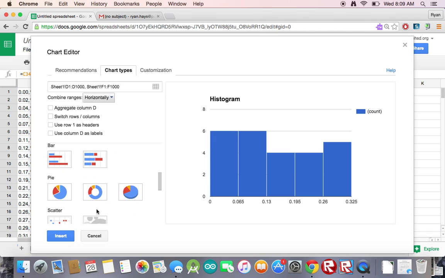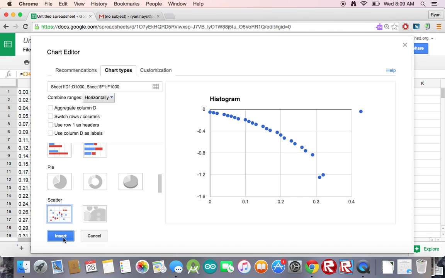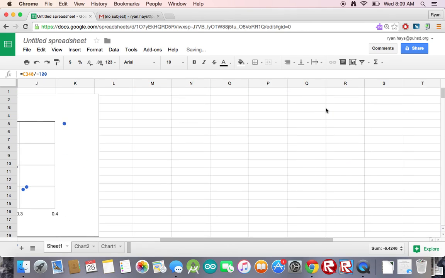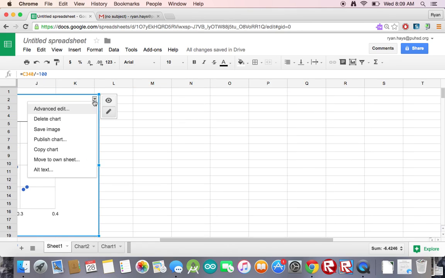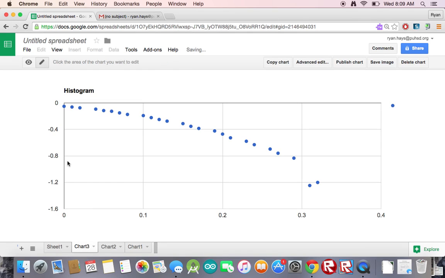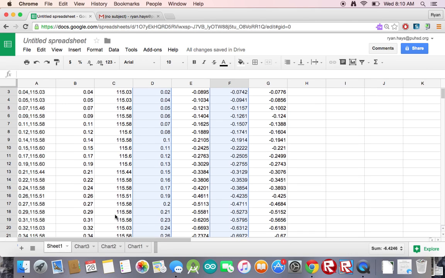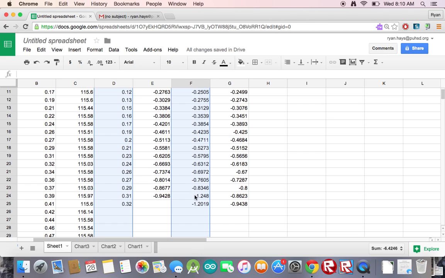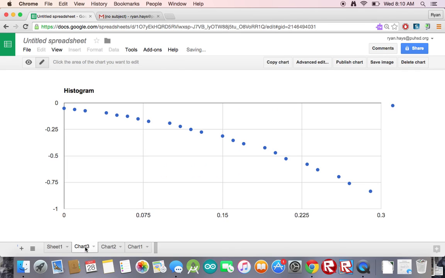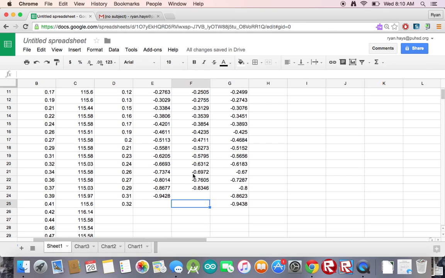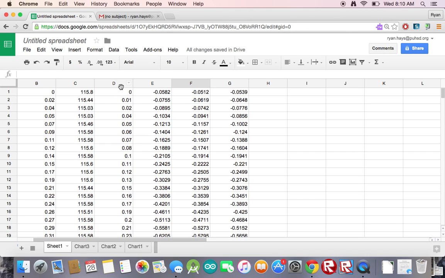Scatter. There we go. Save it as its own sheet. Move to own sheet. And we can see here we have these two points at the end that need to go. So we go and get rid of those last two points here. Looks like this one and this one. And so that should have cleaned our chart up. Yep. There we go.